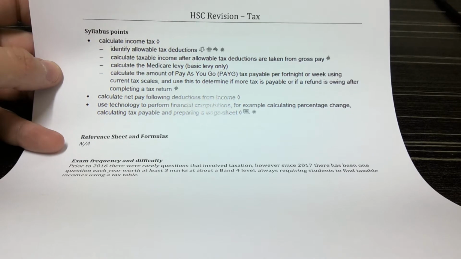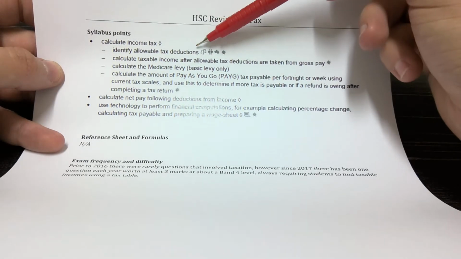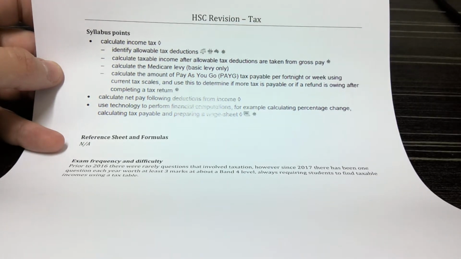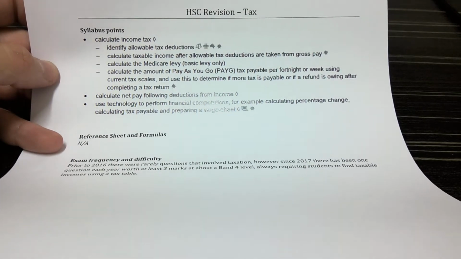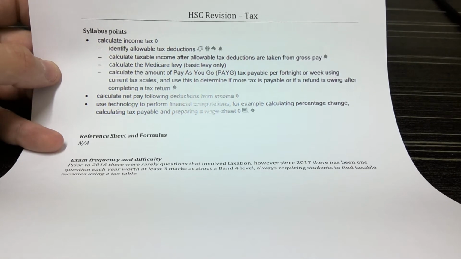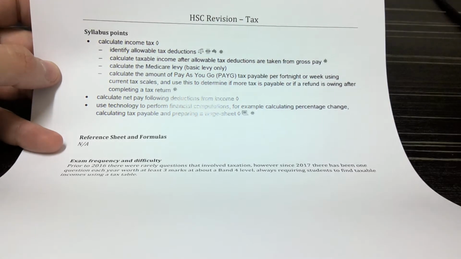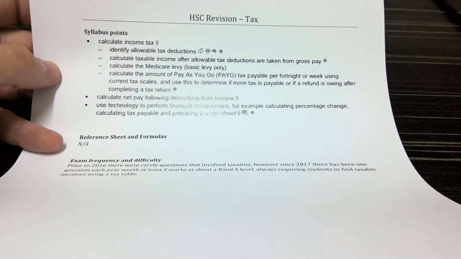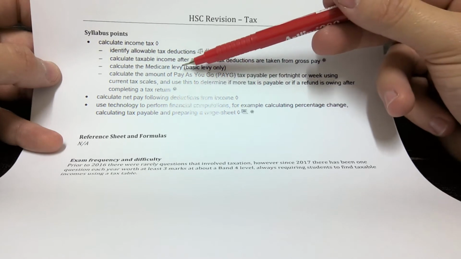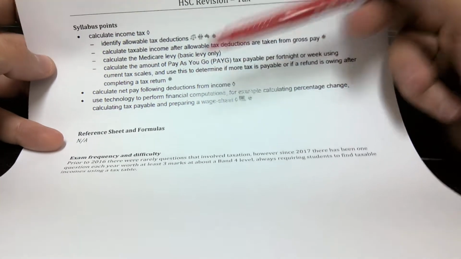So things you need to know is how to calculate income tax. First of all, talking about all the tax deductions. So you've got your gross pay, you take away all the tax deductions like your union fees, the donations, work-related expenses, all that kind of stuff. Calculating the taxable income by taking away all that stuff, like I just said. Calculate the Medicare levy. So the Medicare levy is 2% of taxable income. It'll tell you that in the question, so you don't need to remember it.